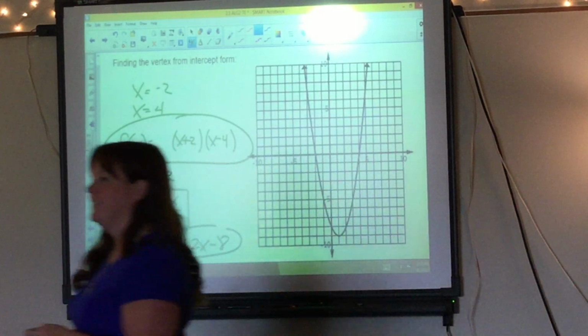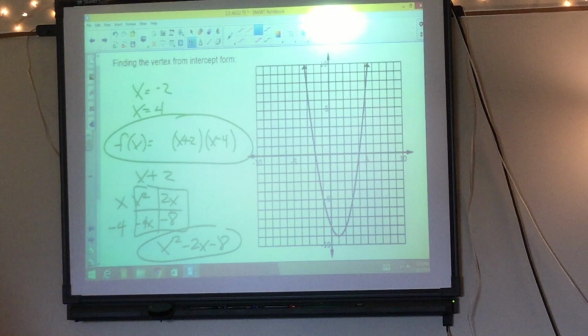Wait, intercept form? You can also do that like in the foil thing. Intercept form, and?